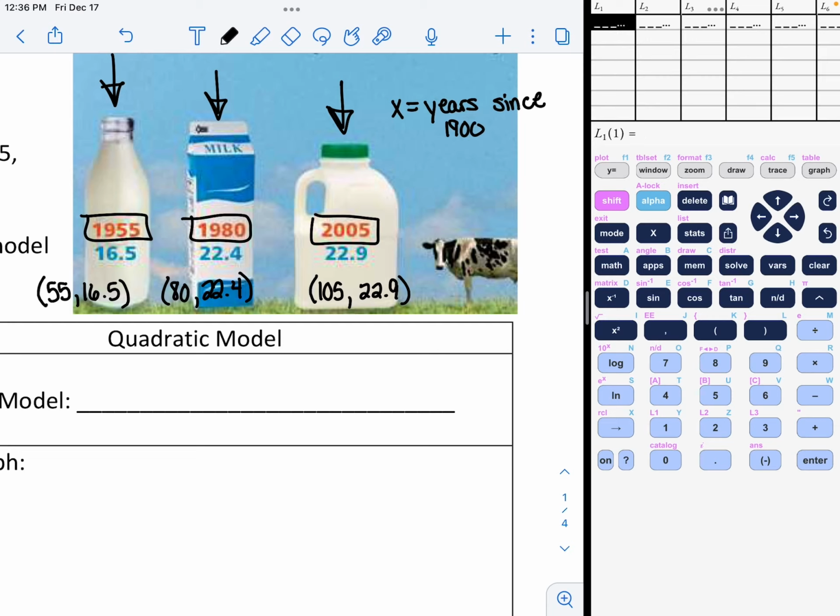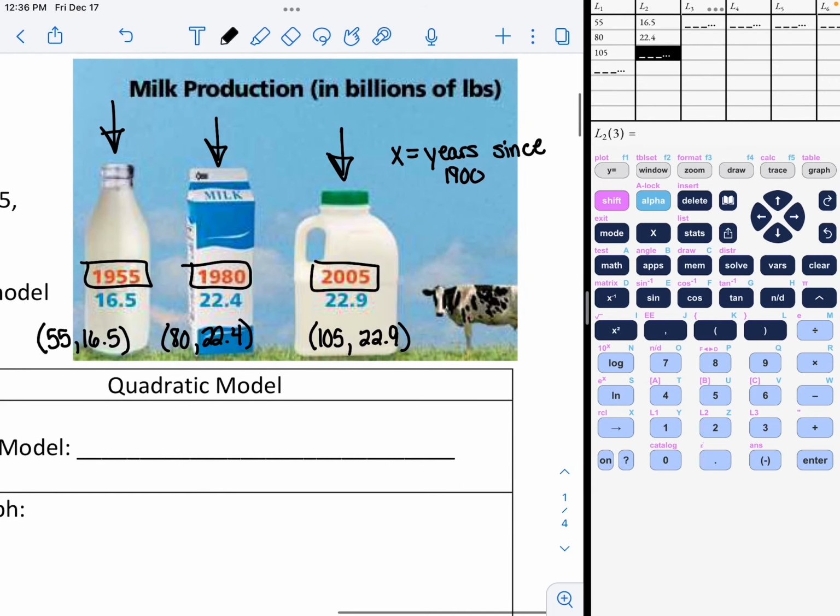And I'm going to type in my X values of 55, 80, and 105. I'm going to go to my Y's. I'm going to type in 16.5, 22.4. Remember, these are billions of pounds of milk, and 22.9.